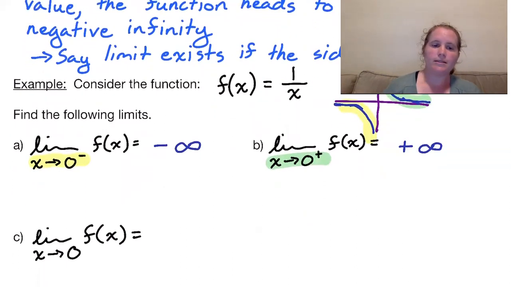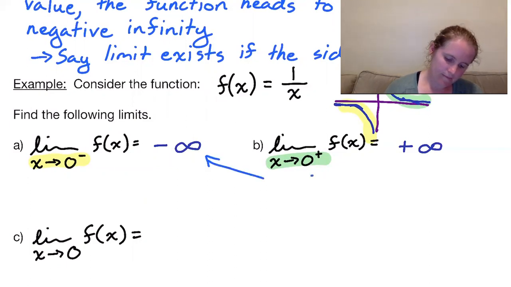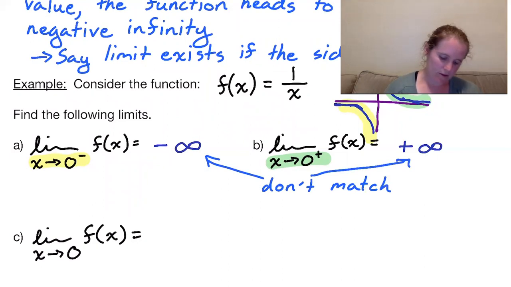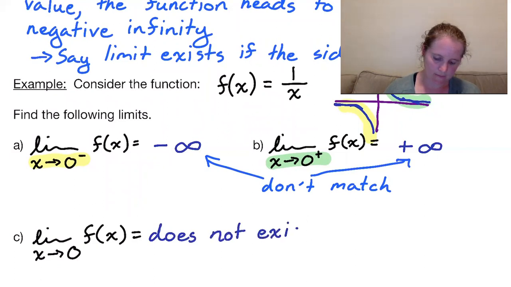So the limit as x approaches 0 of f of x, the two sides don't agree. So these don't match. And so we would say that this limit does not exist. Again, shorthand notation, you might write this as DNE for does not exist.